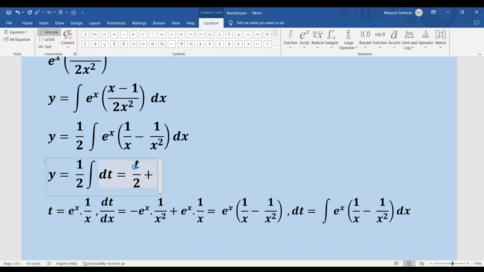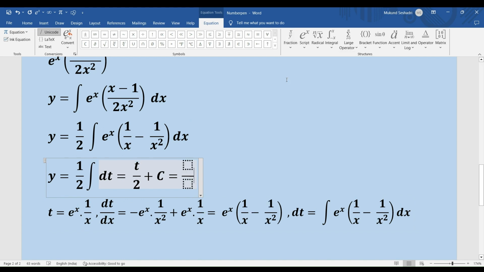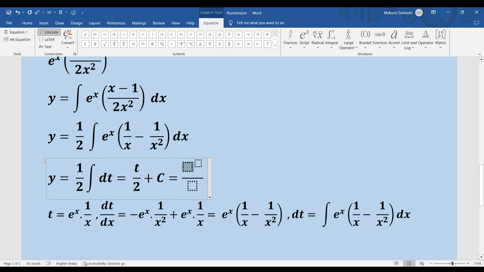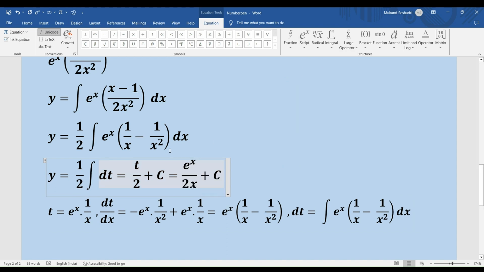Now I need to express my answer in terms of x. Therefore, I go back and replace my t as e to the power x divided by x. And I'm left with my final answer, which is e to the power x by 2x plus c. So there we are. Yeah, I like my final answer in pink.